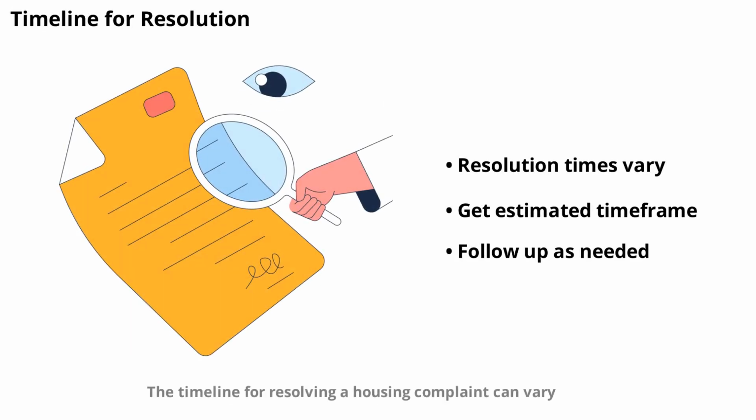The timeline for resolving a housing complaint can vary. Simple issues may be addressed within a few days, while more complex cases can take weeks or even months. Agencies usually provide an estimated time frame when you file your complaint. Staying patient and proactive is important, and following up regularly can help keep your case on track.